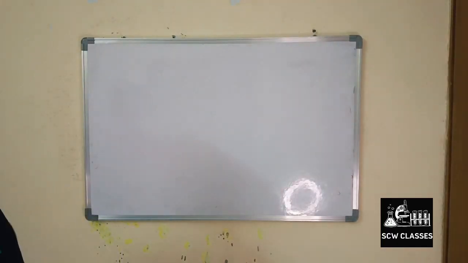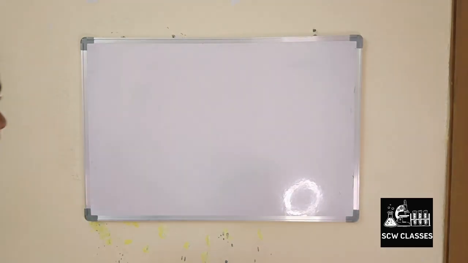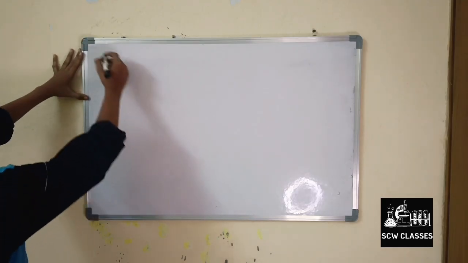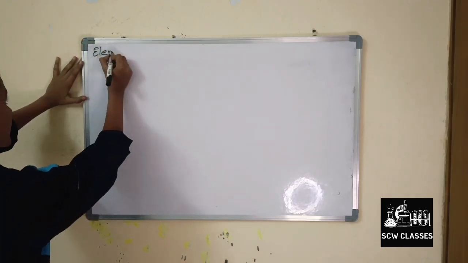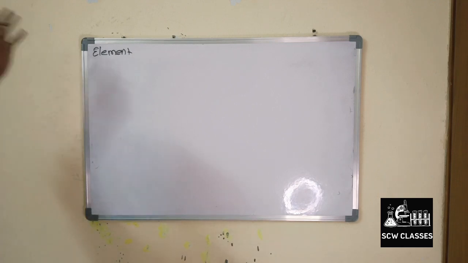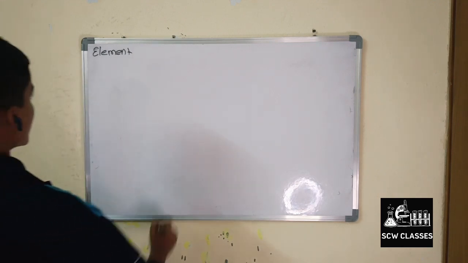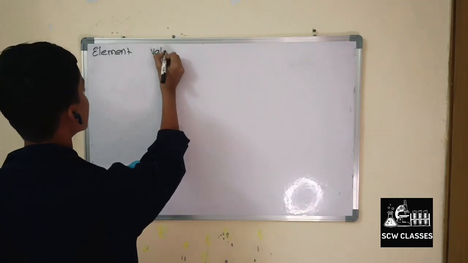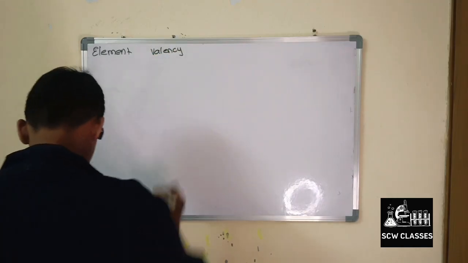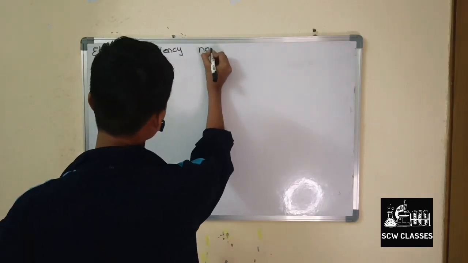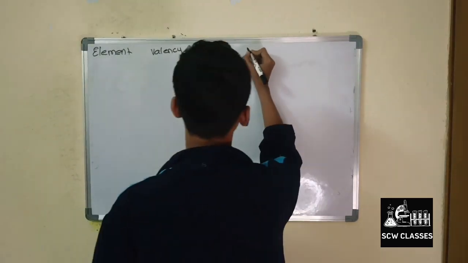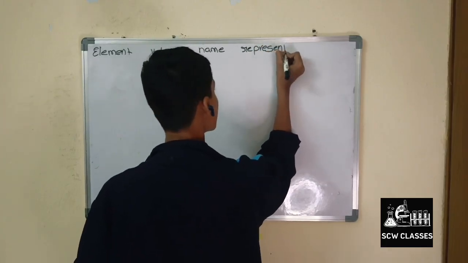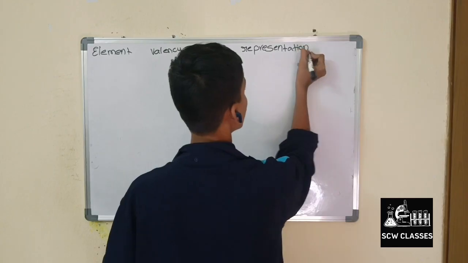And we have a few examples on those 2 points. Now I am going to write. Listen. Element, valency, name, representation, example.